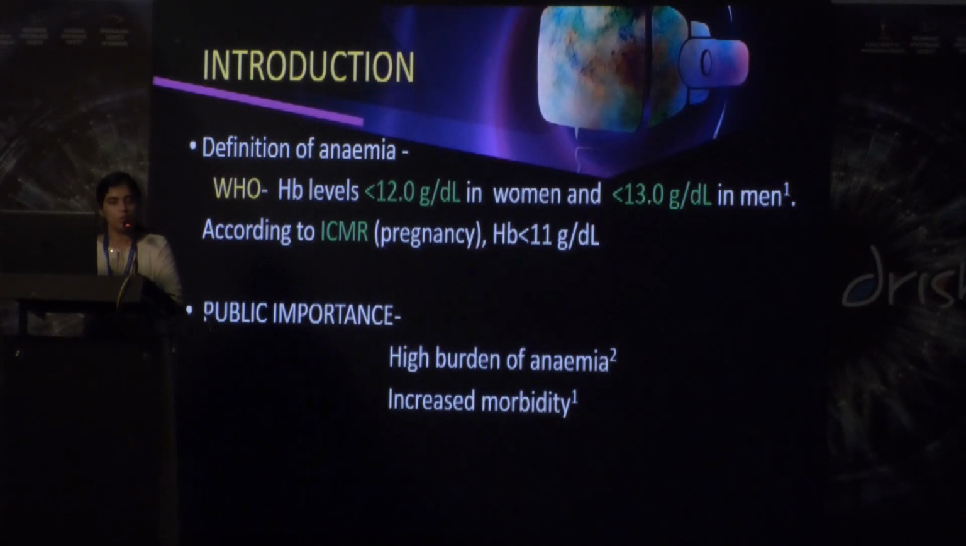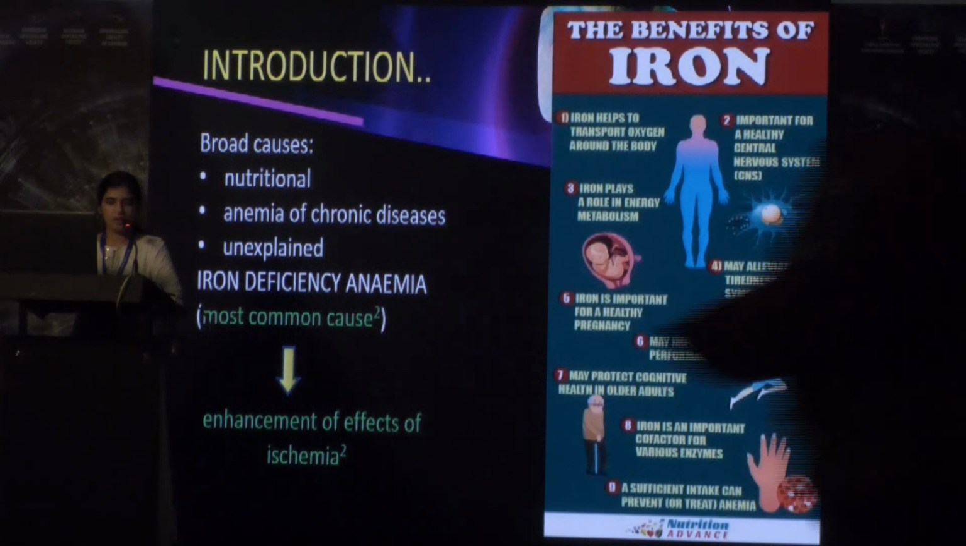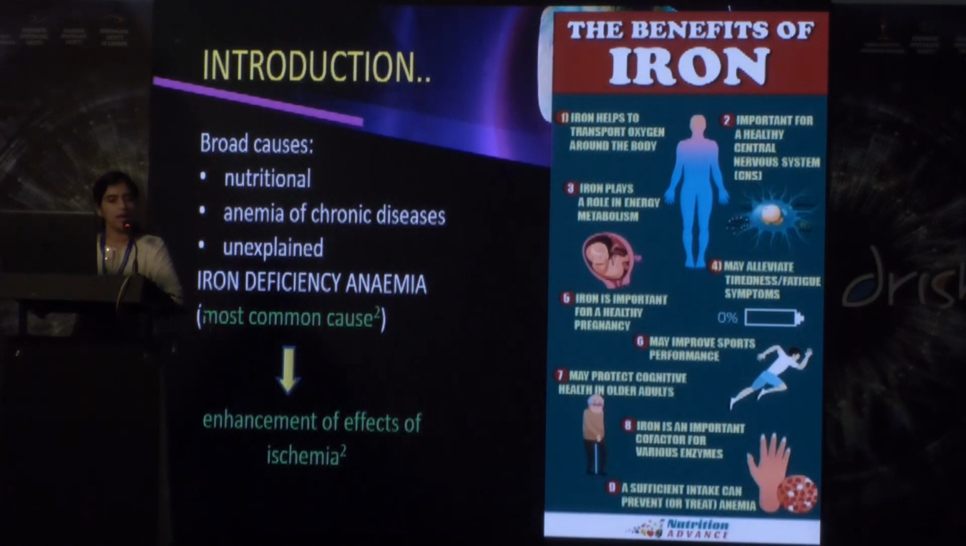Coming to the introduction, the World Health Organization defines anemia as hemoglobin levels less than 12 gram per deciliter in women and less than 13 gram per deciliter in men. According to ICMR, in pregnancy, hemoglobin less than 11 gram per deciliter is considered anemic. The public importance of anemia is because of the high burden seen in our community and also the associated increased morbidity. Coming to the broad causes of anemia, nutritional causes are the most common, then anemia of chronic diseases or unexplained anemia, out of which the most common is iron deficiency anemia.